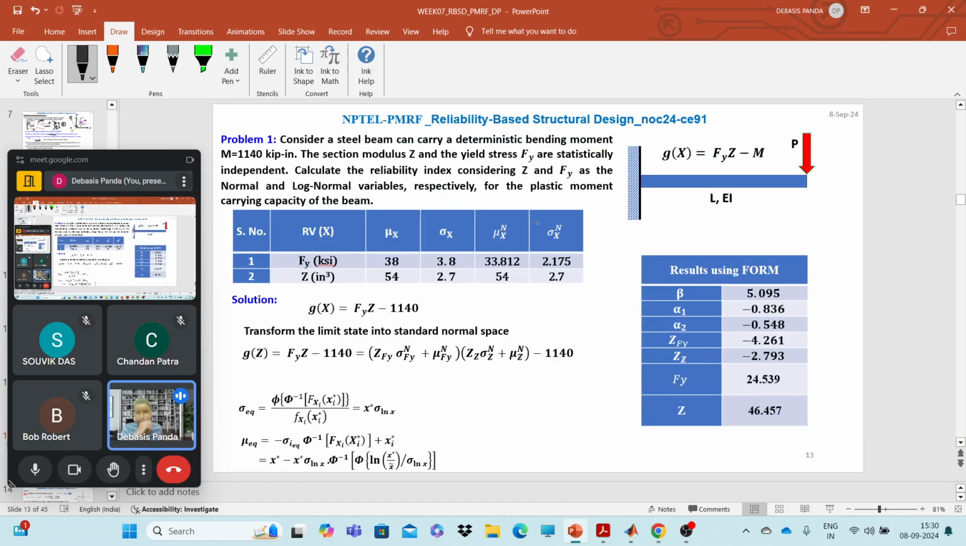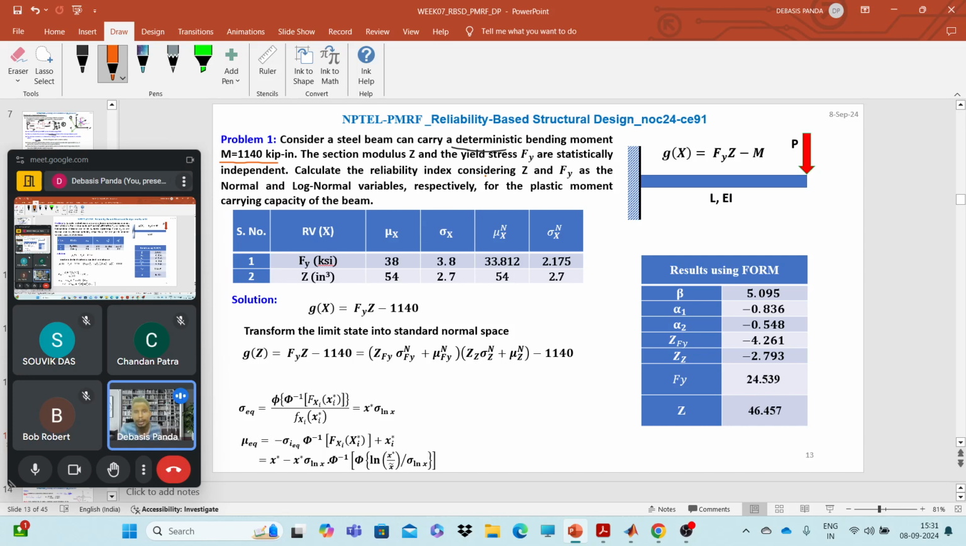Okay, so this is the problem. This problem is taken from the Haldar Mahadevan book. If you go through that book, you will find this problem. The problem says, consider a cantilever beam which can carry a deterministic bending moment. That means your moment is not random. It has a fixed value, only the mean value is considered, and randomness does not apply here. So we only have two random variables, Fy and Z. The deterministic value of the moment is given. The sectional modulus Z and the yield stress Fy are statistically independent.